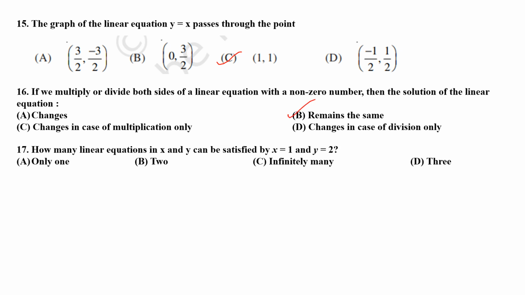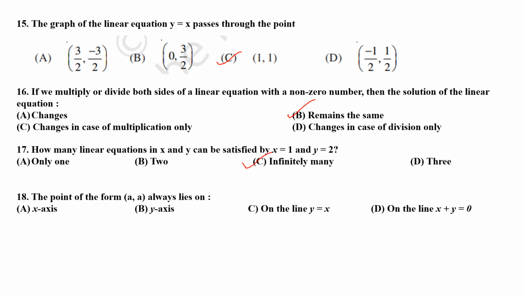Now, how many linear equations in x and y can be satisfied by x equal to 1 and y equal to 2? So, x equal to 1 and y equal to 2 can be the same solution for infinitely many linear equations. So here the answer is C. 17, answer C.